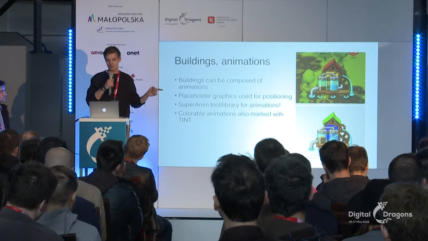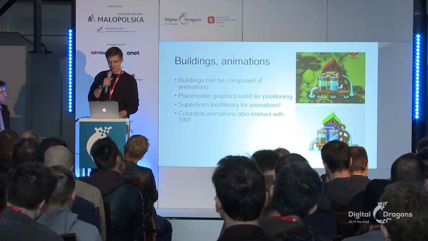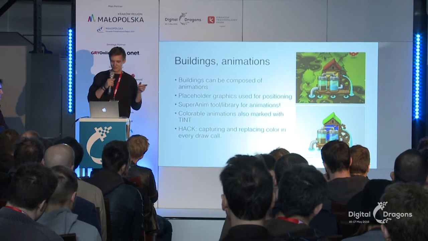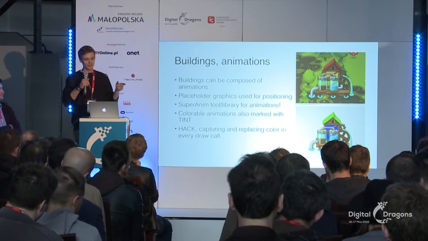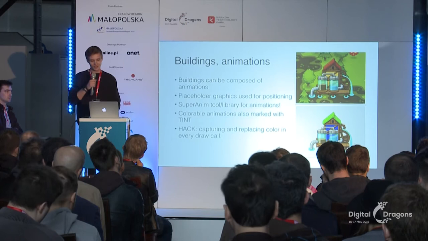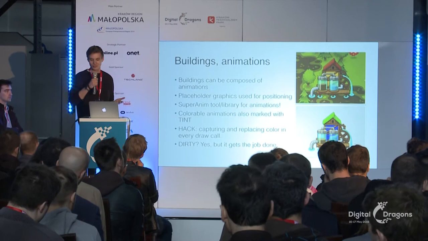We approach coloring animation parts in the buildings in a similar way to graphics. The animation creator tints them inside Flash, but the coloring on the game side is done a little bit differently. We use a dirty little hack. We're capturing every animation's draw call, and before the color values would be passed to the vertex shader as a color attribute, we replace them with our own color or the player's color. Yes, it's dirty, it's slow, but it gets the job done and we still have 60 FPS.